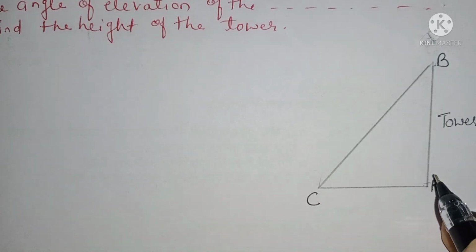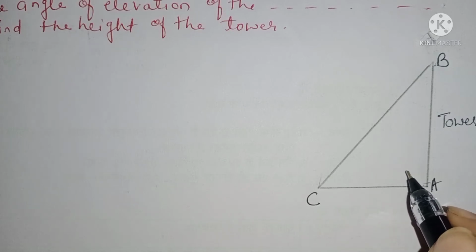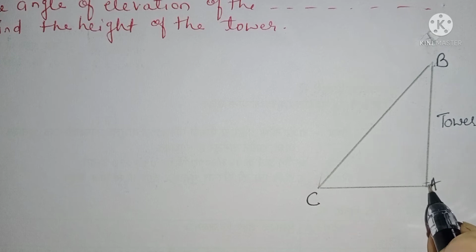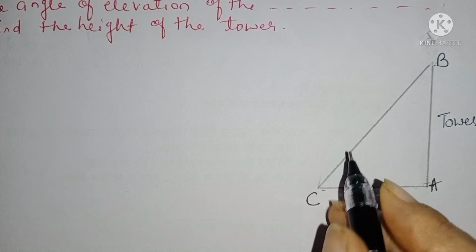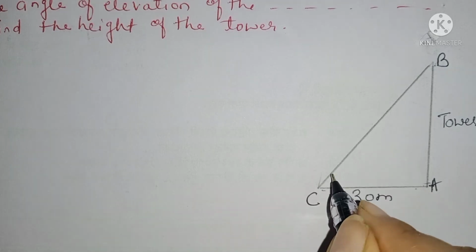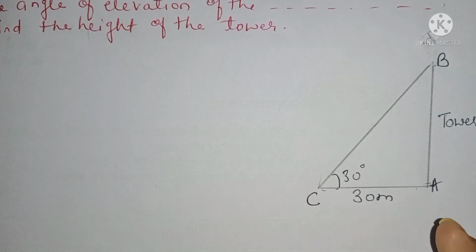Which is 30 meter away from the foot of the tower. So the angle of elevation of the top of the tower from the point on the ground which is 30 meter away from the foot of the tower is 30 degrees. So this foot of the tower is at how many meters of distance from the point on the ground? It is at a distance of 30 meters, and it is making an angle of 30 degrees. Find the height of the tower.